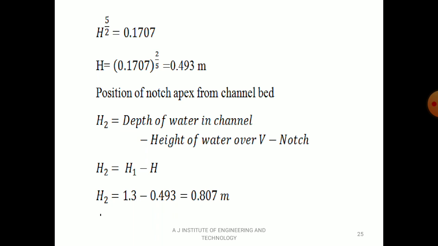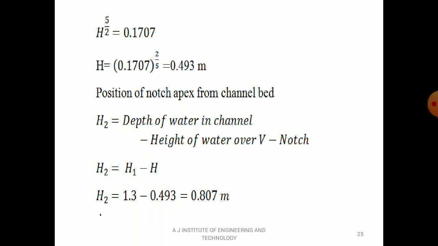Now the position of the notch apex from the channel bed, or you can just remember it as the height of the notch, that is H2 equal to the maximum depth of water in the channel, H1, minus the head of water over the V notch, capital letter H. H1 is given as 1.3, H value is 0.493. So H2 equal to 1.3 minus 0.493, that is equal to 0.807 meter. So these are the problems related to triangular and rectangular notch.